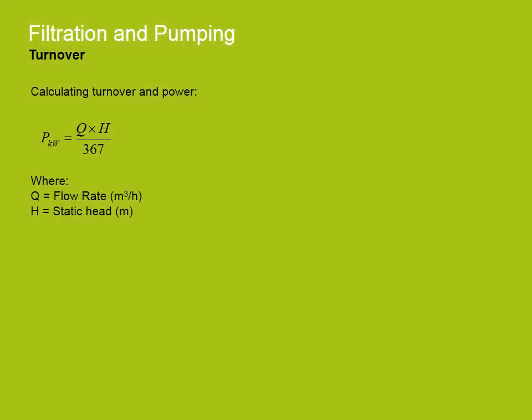To calculate the total power required to turn over a volume, power in kilowatts is equal to the product of the flow rate in cubic meters per hour and the static head divided by 367. Note that this only applies for pumping water.